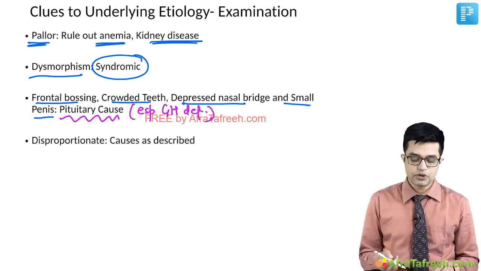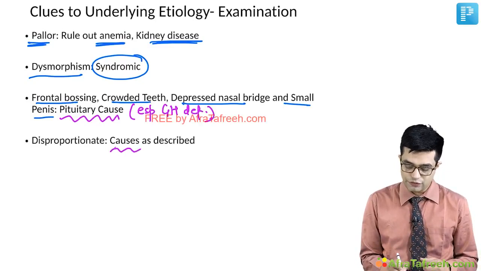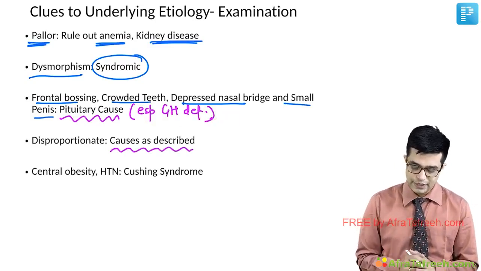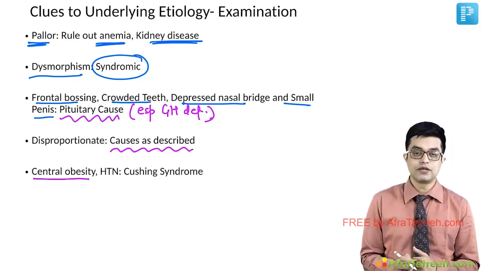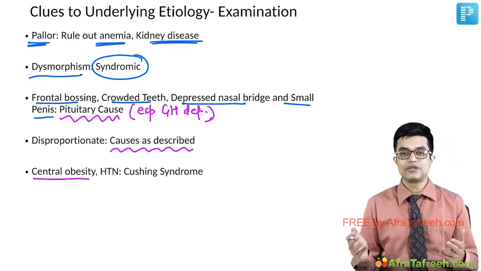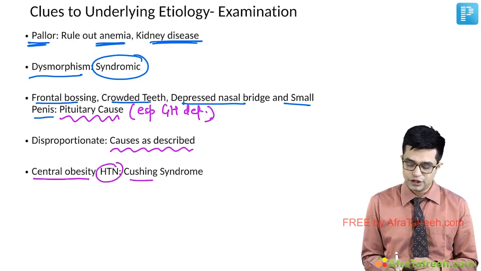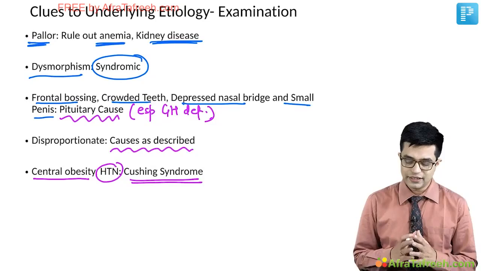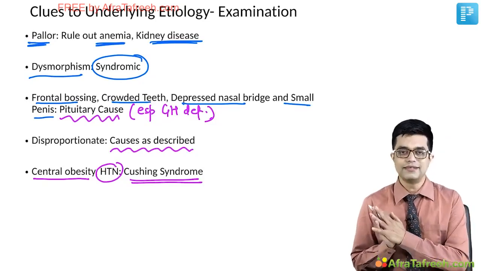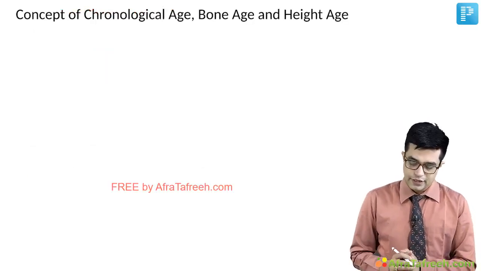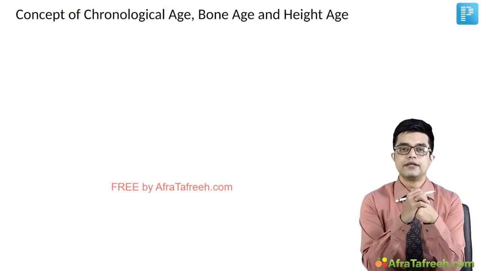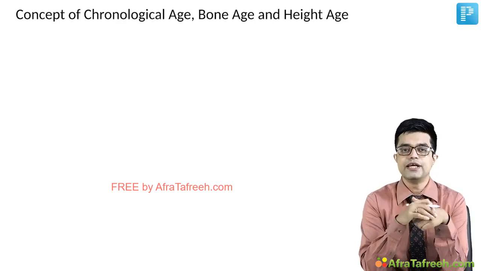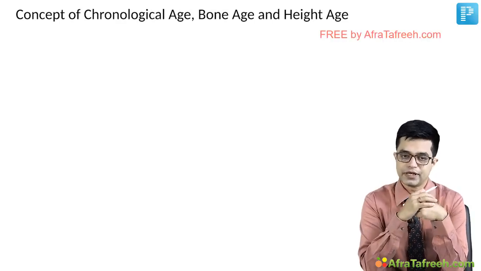In case of disproportionate short stature, you will think of causes as described, short-limbed and short trunk short stature. And finally, if the patient is having central obesity and thin extremities along with hypertension, you will think of Cushing syndrome as the likely possibility. So these are the clues for underlying reason on examination. Now, a very important thing, concept of chronological age, bone age and height age when you evaluate these children.